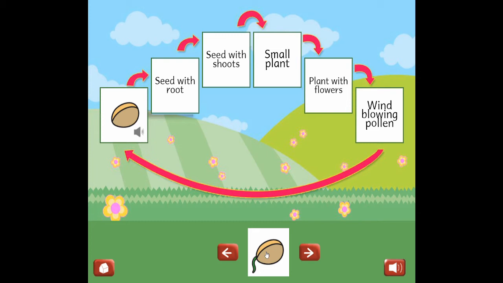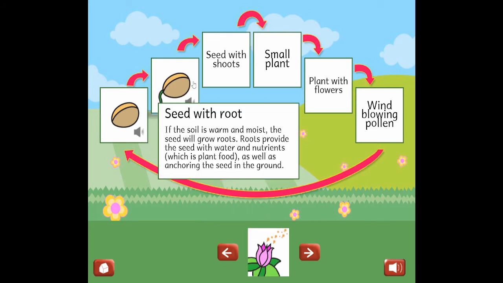Seed with root. If the soil is warm and moist, the seed will grow roots. Roots provide the seed with water and nutrients, which is plant food, as well as anchoring the seed in the ground.